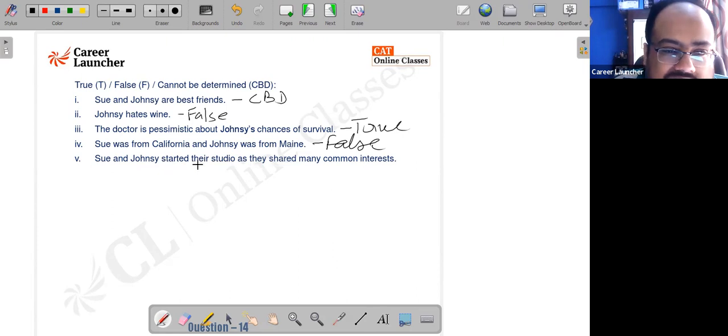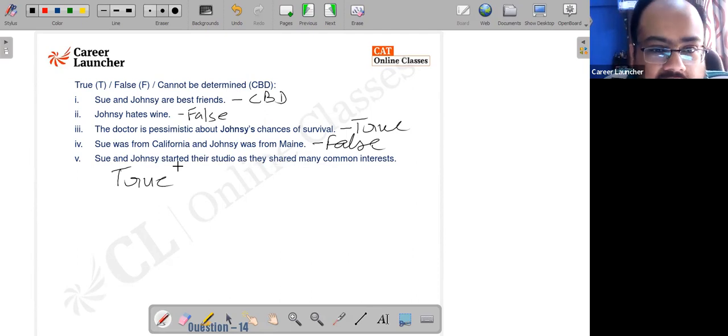The fifth one, Sue and John C started the studio as they shared many common interests. This is true. It's there in the first part of the passage. So this is how these five options go. The first one is cannot be determined, second false, third true, fourth false or cannot be determined, fifth one is true. Those of you who got all five correct, I would say that is very good. I think there were only one or two of you who got all five correct. And even if you marked cannot be determined for the fourth one, I'm accepting that as right.